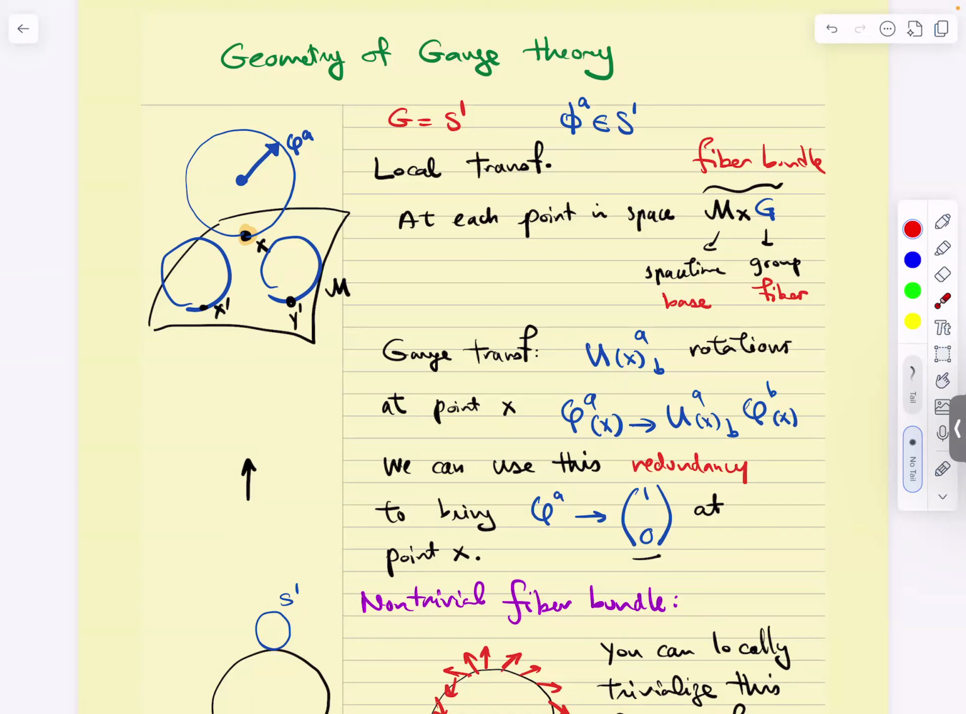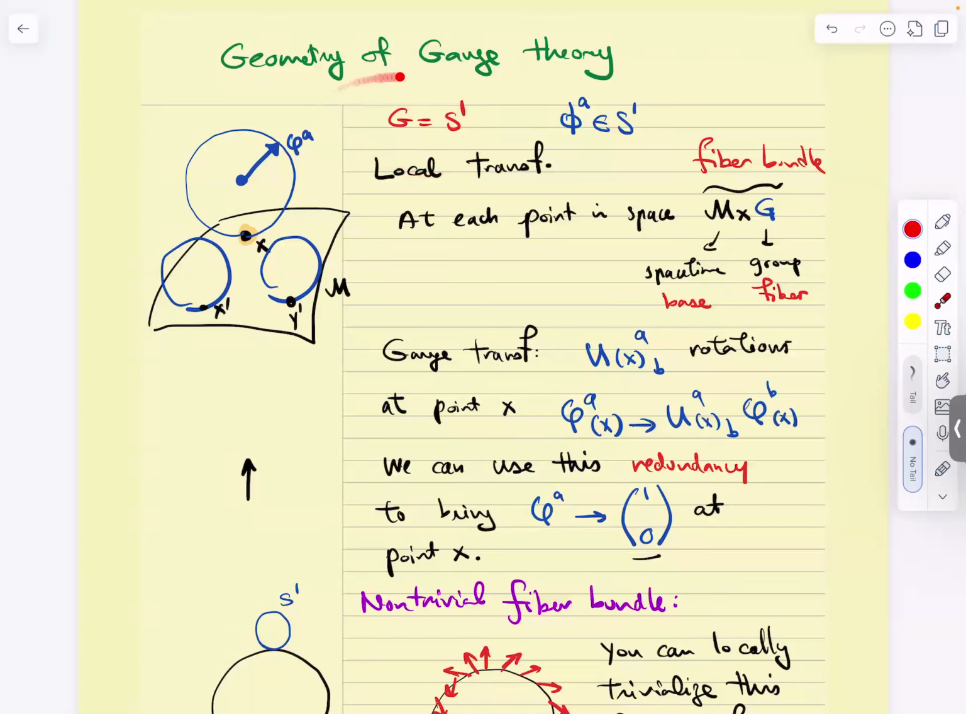Connection. You need a rule that tells you that this point is this point. These two are the same. And as you go from here to here, it went from here to here. Now it's moved this much. Right? Notice that that doesn't quite come up if your field is just a real scalar. So what do you need?